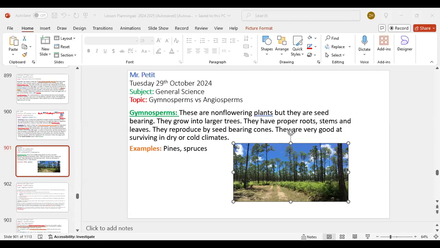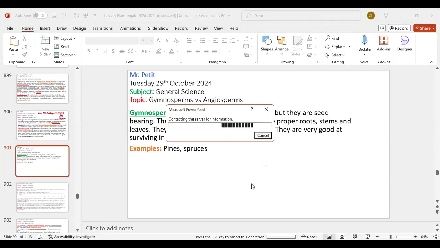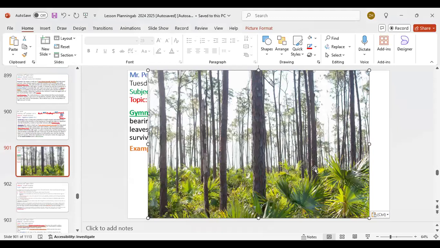So these are gymnosperms, right? They're able to live in a dry climate because they adapt to it, right? So you might be familiar with, let me show you another picture. Y'all familiar with these, right? Y'all ever saw these before?